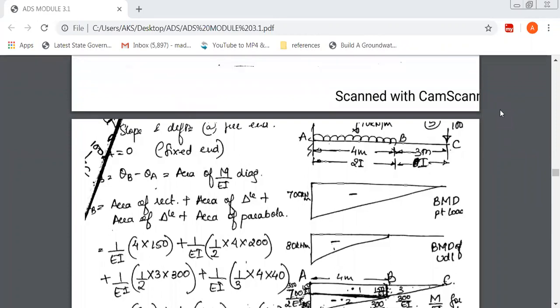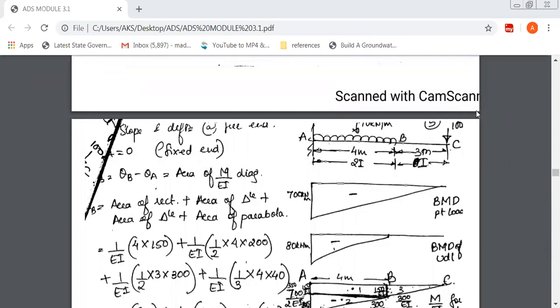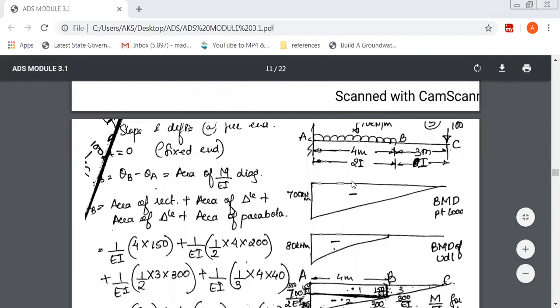Hello everyone. Let us continue with the next module problems of module 3. We have already started with cantilever beams with all types of loadings, and this is the continuation of this.